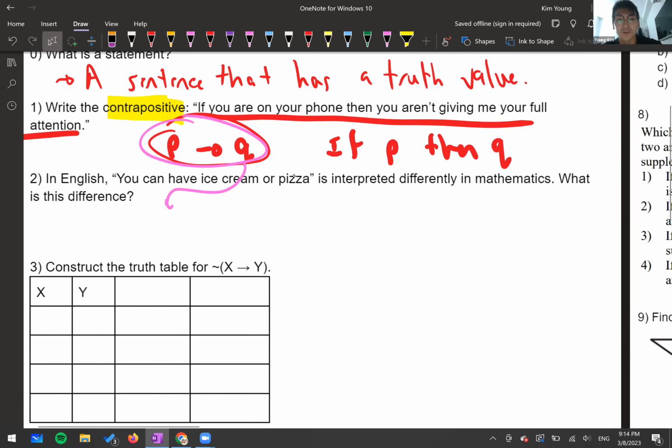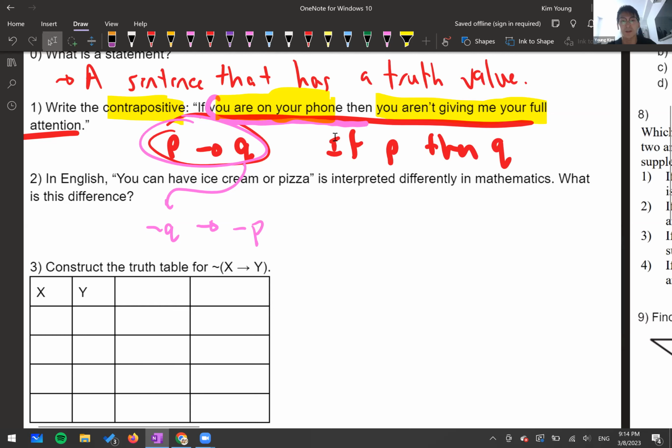So the conclusion now becomes not Q, and that becomes the new hypothesis. You still put the implies, and then the hypothesis, not P, after you negate it, becomes the new conclusion. So it's just this. In this question, P is right after the if. So it's this piece, you are on your phone, and then the Q appears after the then keyword.